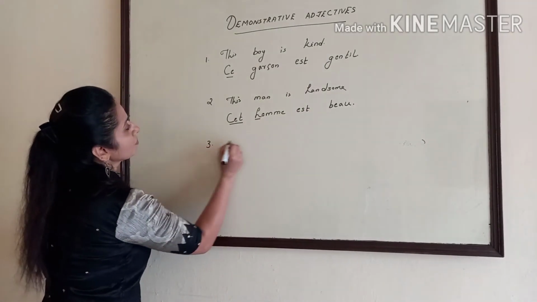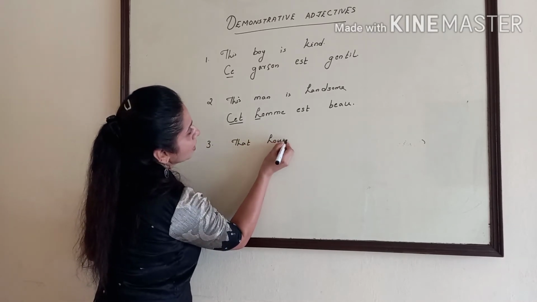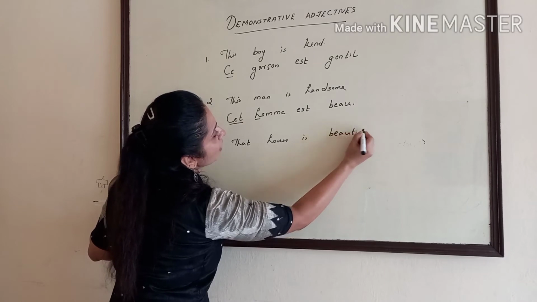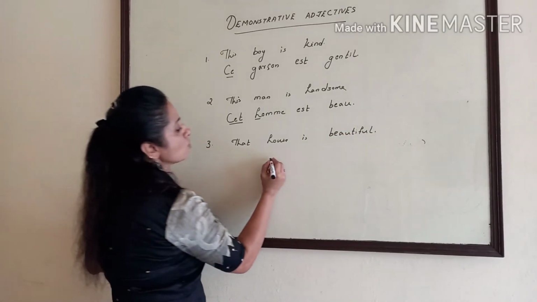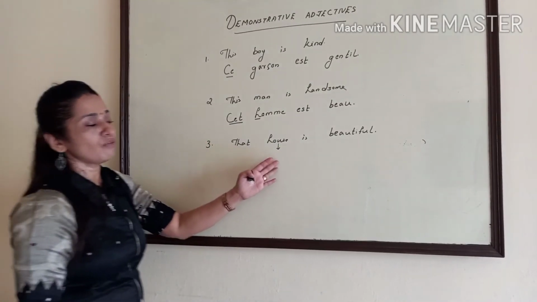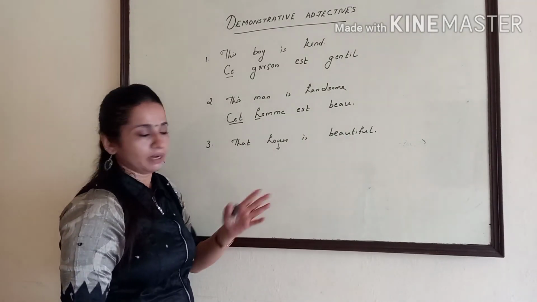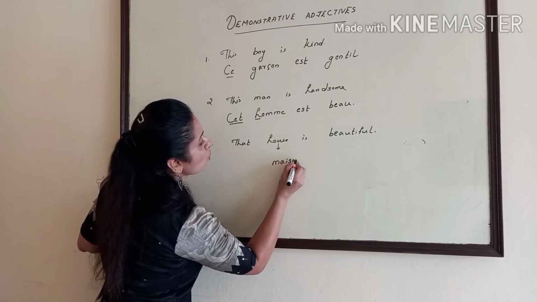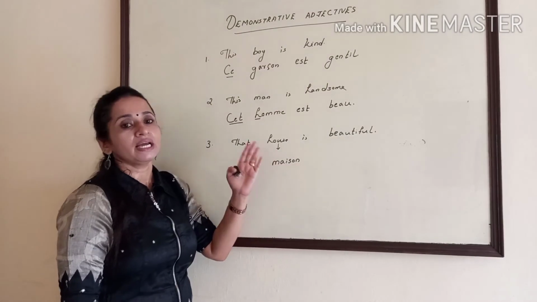Number 3, that house is beautiful. B-E-A-U-T-I-F-U-L. Beautiful. That house is beautiful. For house, first of all you write the noun and then you will get to know whether it is feminine or masculine. For house it is maison, M-A-I-S-O-N. Maison means house and it is a feminine noun.